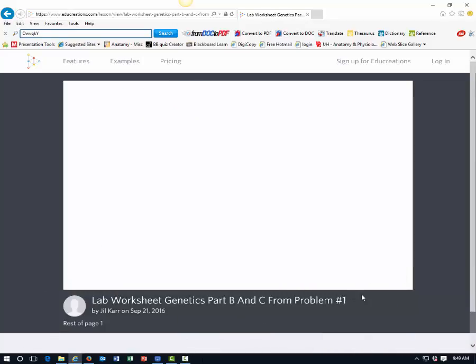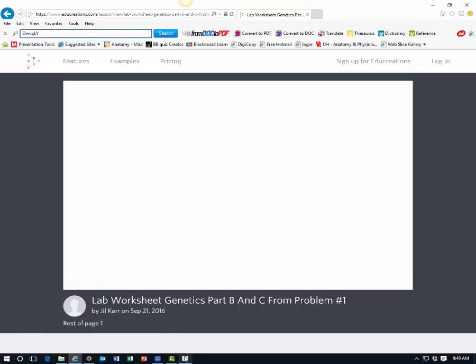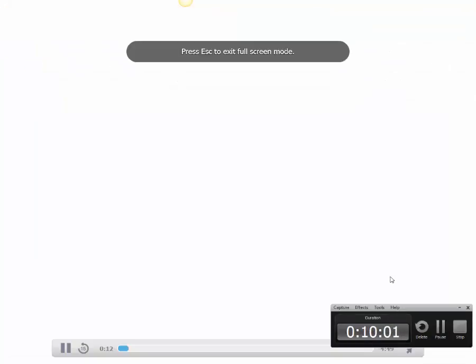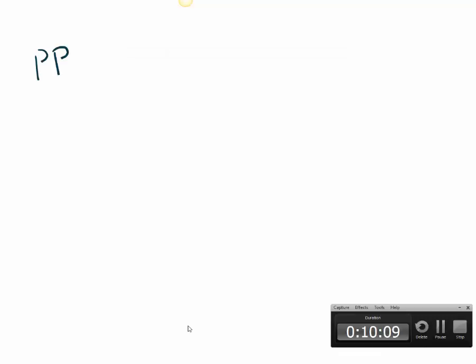All right, now we're going to look at the second example under number 1, dealing with PKU. It says in the directions for the second example that we have a homozygous dominant parent and a heterozygous parent. So homozygous dominant means that we have a parent that is big P, big P. And heterozygous means we have a parent that is big P, little p.